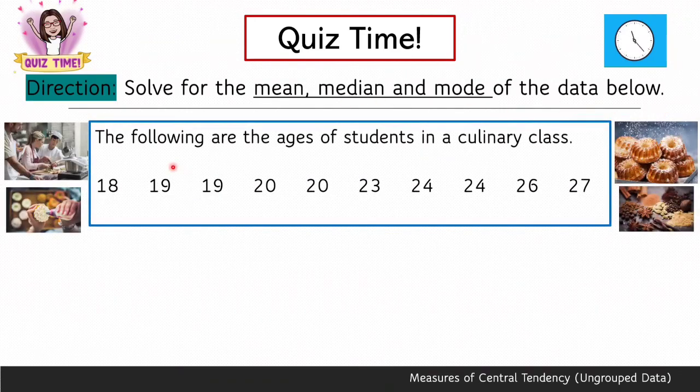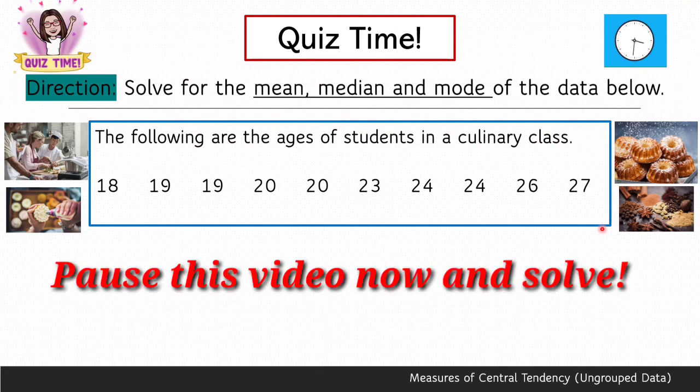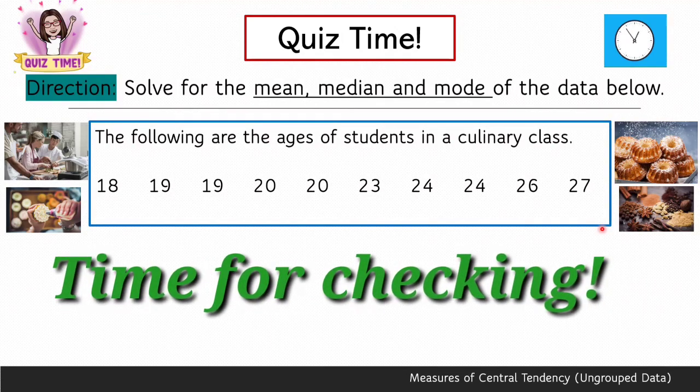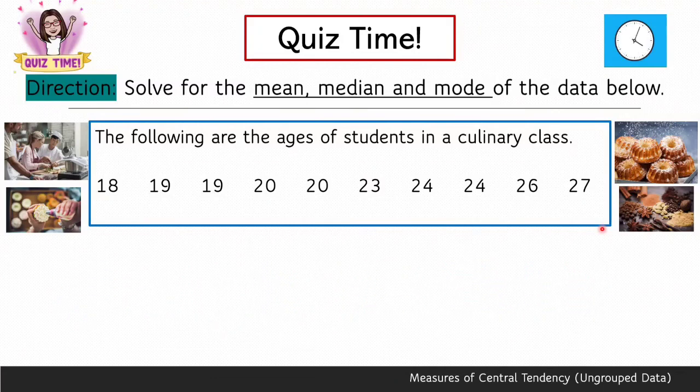So the problem is this. The following are the ages of students in a culinary class. 18, 19, 19, 20, 20, 23, 24, 24, 26, and 27. So, solve for the mean, median, and mode. Remember what you have learned from the toads earlier in the video. Okay, so pause this video now. Okay, when you're done, let's check your answers.